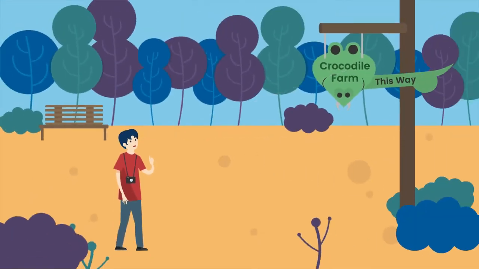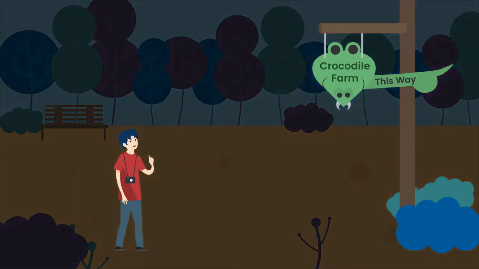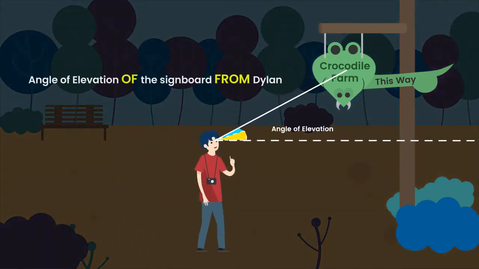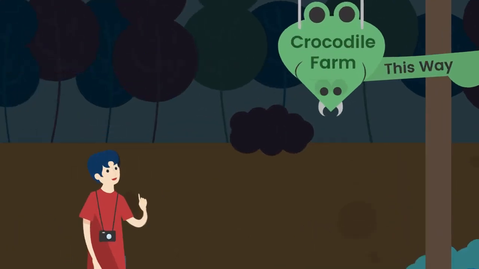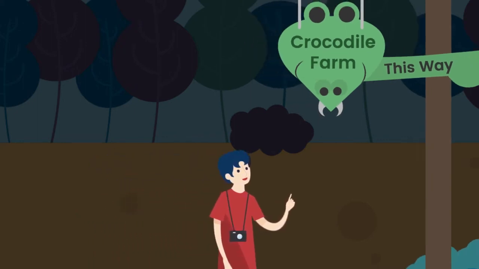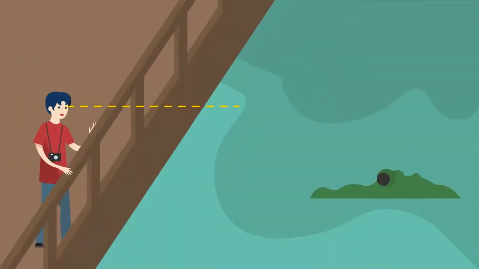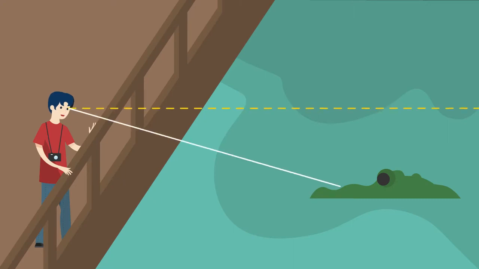Dylan cannot see the words clearly. He walks nearer to the signboard. The angle of elevation of the signboard from Dylan increases as he walks nearer to the signboard. There it is. The crocodile farm is over there. He walks to the crocodile farm. At the farm, he sees the crocodile and he looks down at it.